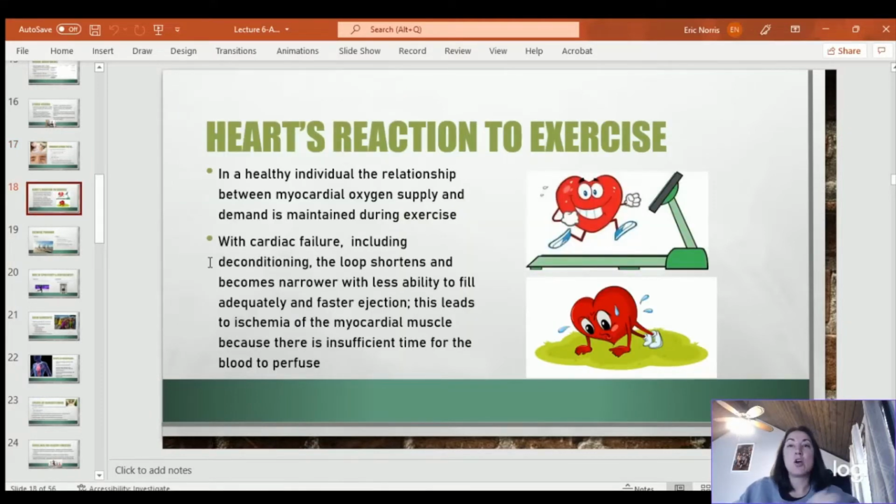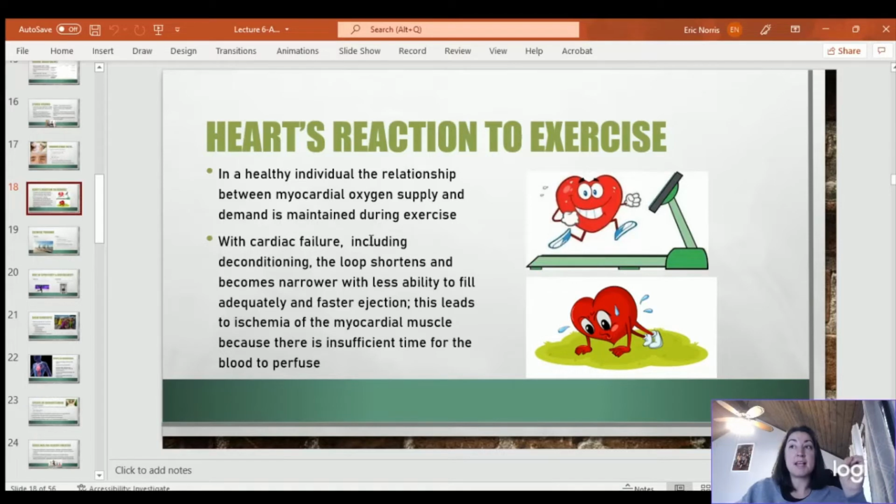What does the heart do in response to exercise? In healthy people, the relationship between the myocardial oxygen supply and demand is maintained during exercise. So as the body needs more oxygen, that means the demand goes up, the supply also goes up.